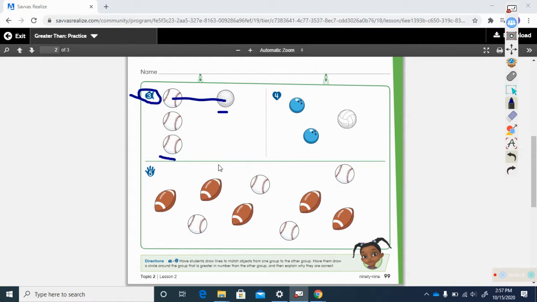We are out of golf balls. There are not any more to match up to the baseballs. Which group still has balls left over that were not able to be matched up? It's the baseballs, isn't it? The number of baseballs is greater than the number of golf balls, so we are going to circle it.